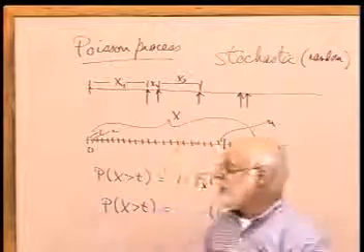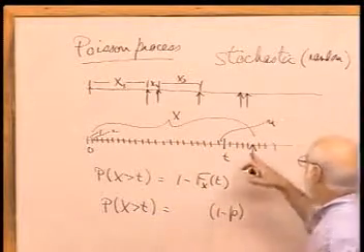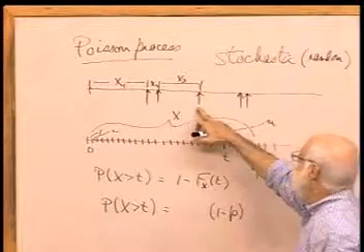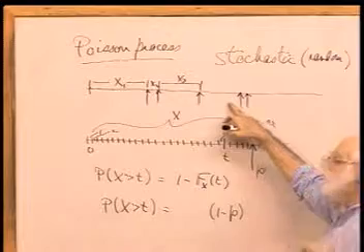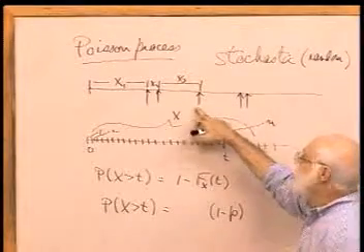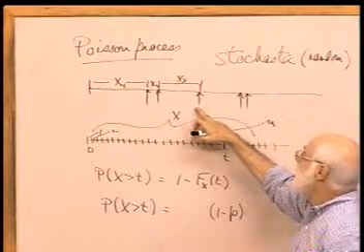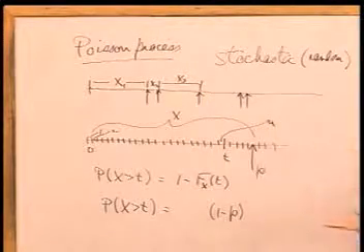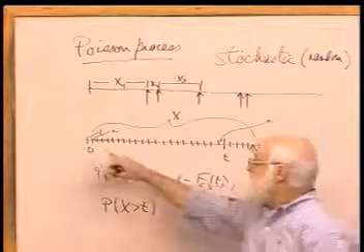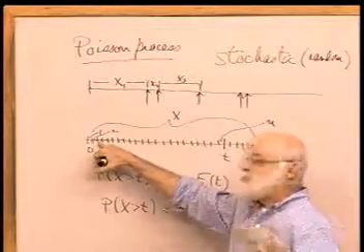In other words, if this is a Geiger counter, I'm assuming that the probability of a click here is the same as here, or here, or here, and that they are independent of each other. So if I know that a click has occurred here, it doesn't give me any information about whether the next click is going to occur here, here, or here. It's total randomness.